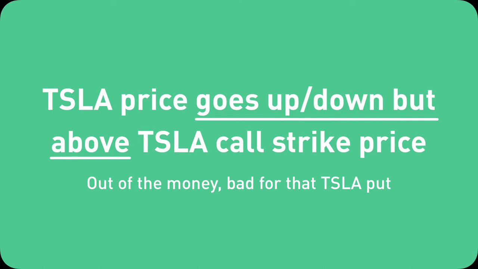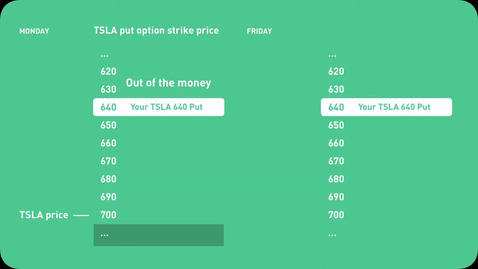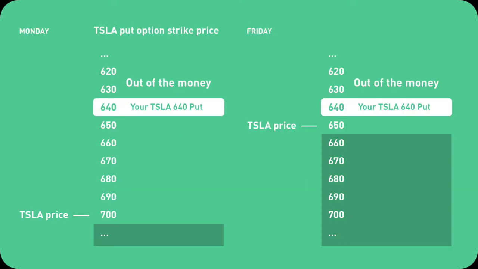The second scenario: Tesla goes up, or maybe it goes down, but not low enough, such that at expiration date, your put option contract is out of the money, which means the strike price on your Tesla put is lower, below the actual Tesla stock price. That's what you don't want to happen. You don't want out of the money when you are buying a put option.